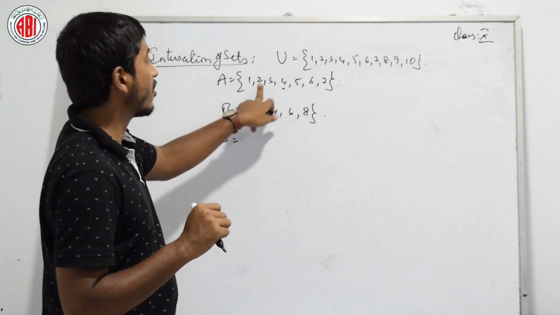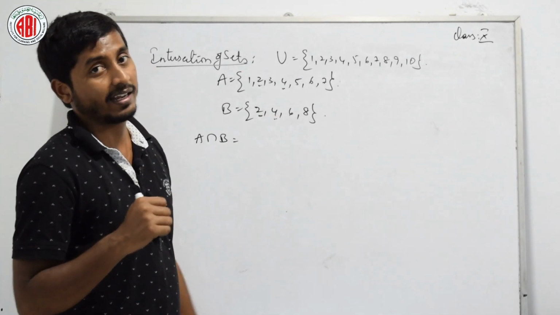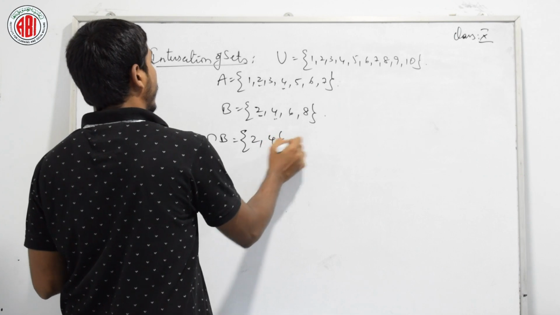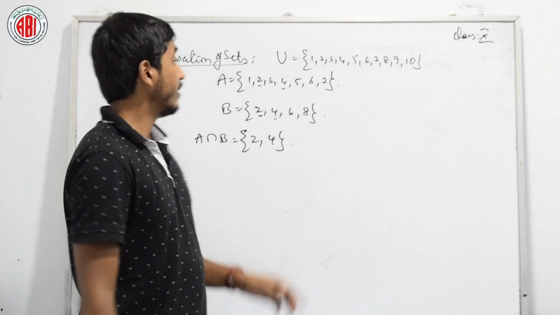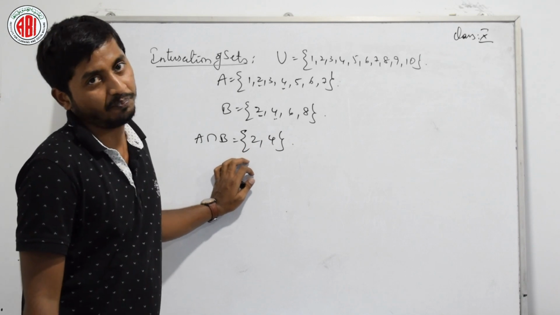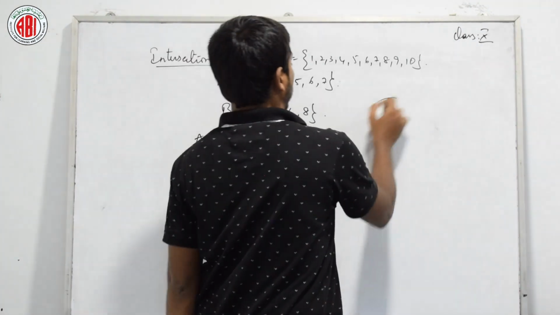We have to check the common elements between the first set and the second set. What are the common elements here? 2 and 4. Is it clear? These are the two common elements in A and B. Is it okay? Then how to represent them in a pictorial graph?